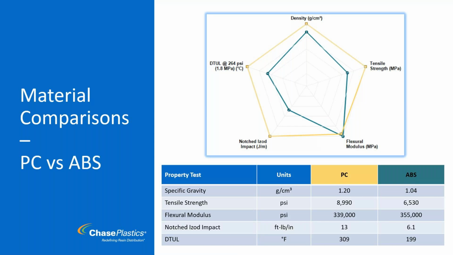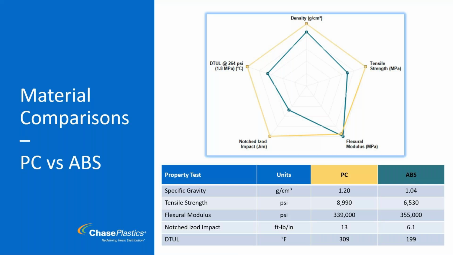Now, do note, as we go through the values, there are different types of PCs. I could do a really high flow PC, which would dramatically lower its impact. I could do a high impact ABS, which would, as the name would suggest, give you a high impact ABS, or a high heat ABS, which would then lower its impact. So there's a few different ways of doing it. This is just what we would consider maybe just a good generic PC and ABS.